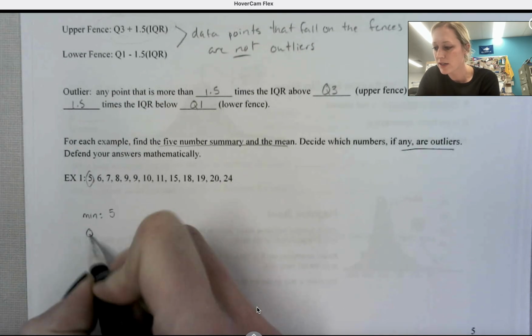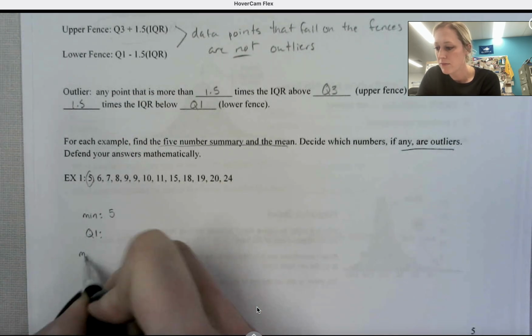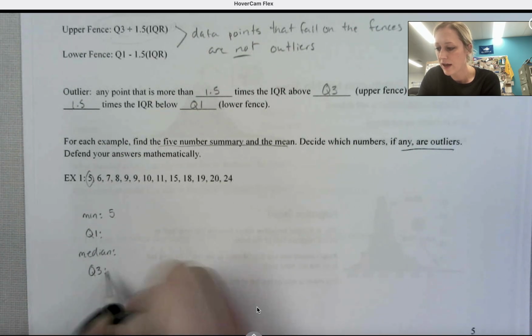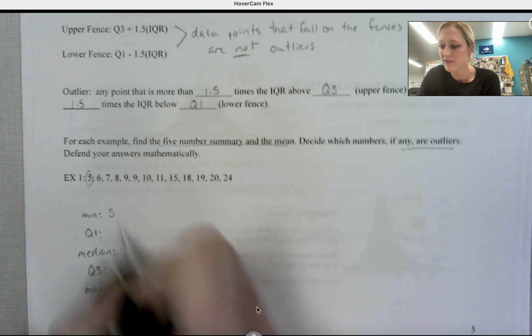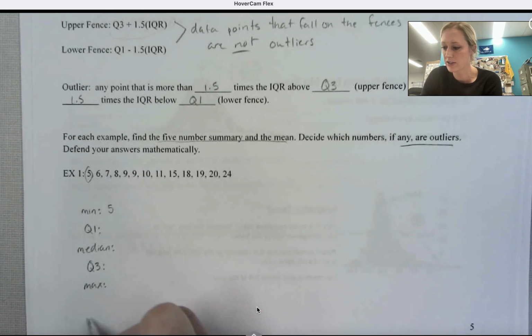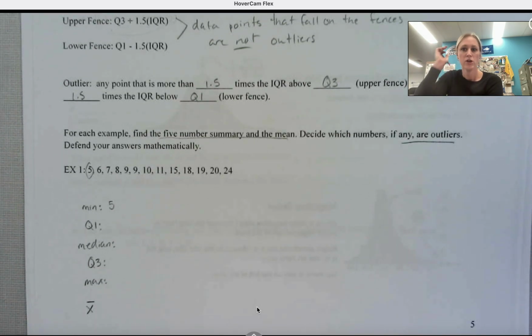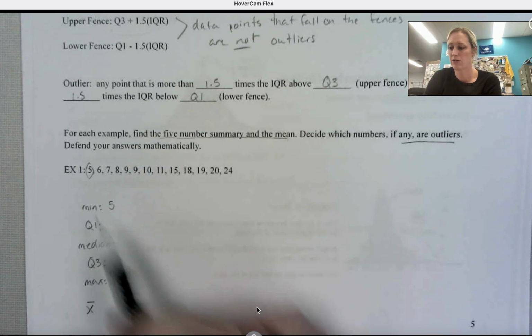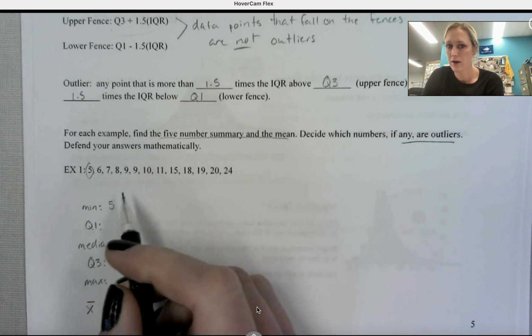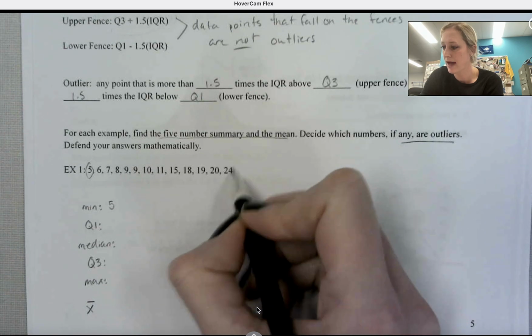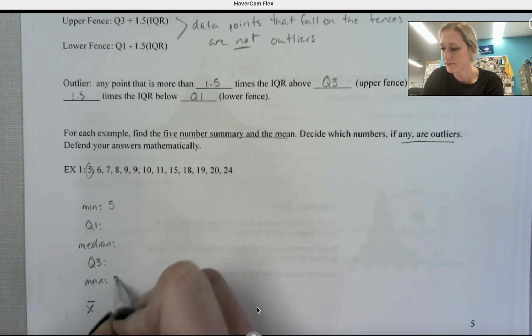We're going to find quartile 1, the median, quartile 3, and the max. And then that's the 5-number summary, but then they also asked us to find the mean. Remember, X bar is the symbol for that. And then we're going to determine if there's any outliers. So let's start here. Minimum is 5. This is nicely in order. My max is 24.